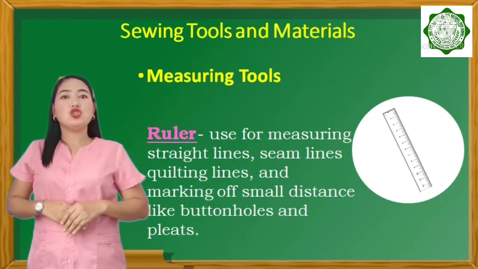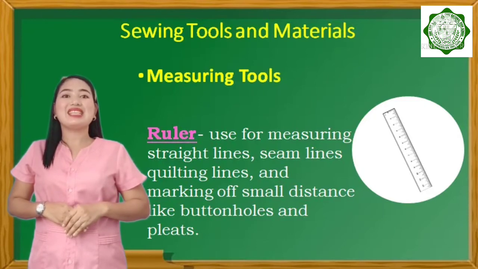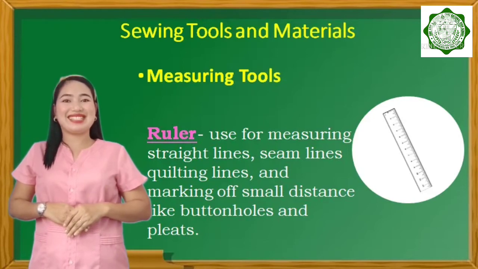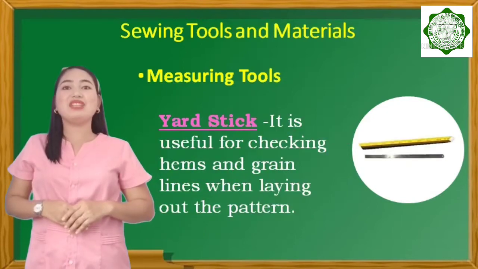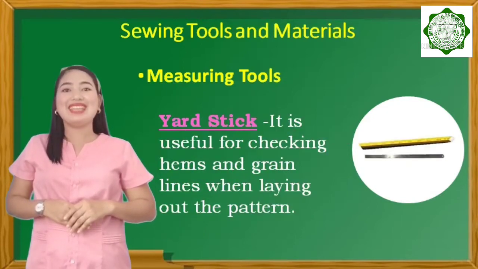Ruler. This is used for measuring straight lines, seam lines, quilting lines, pattern seam markings, and marking of small distances in spaces like buttonholes and pleats. It measures 12 inches or even 18 inches. Yardstick. This is made of hardwood or metal. It is useful for checking hems and grain lines when laying out the pattern.